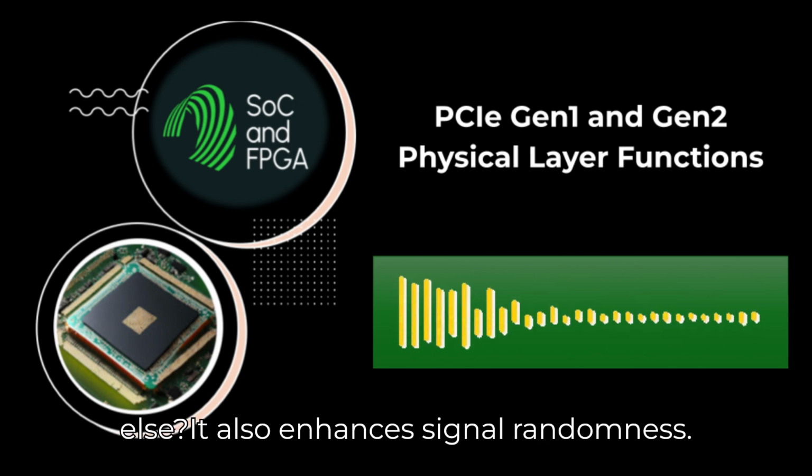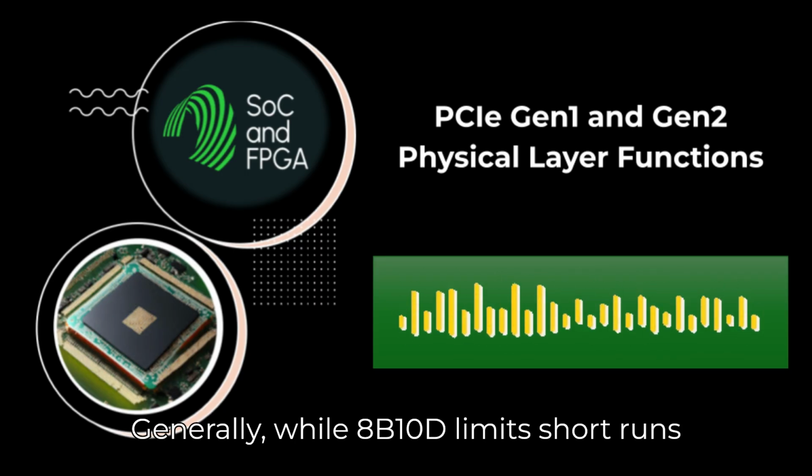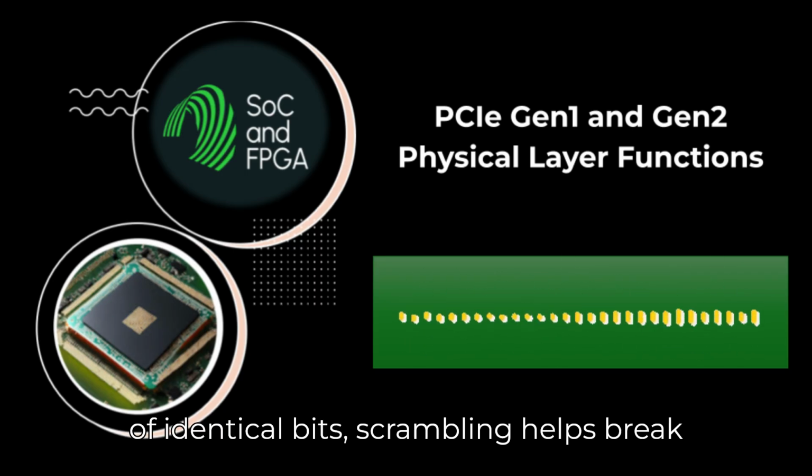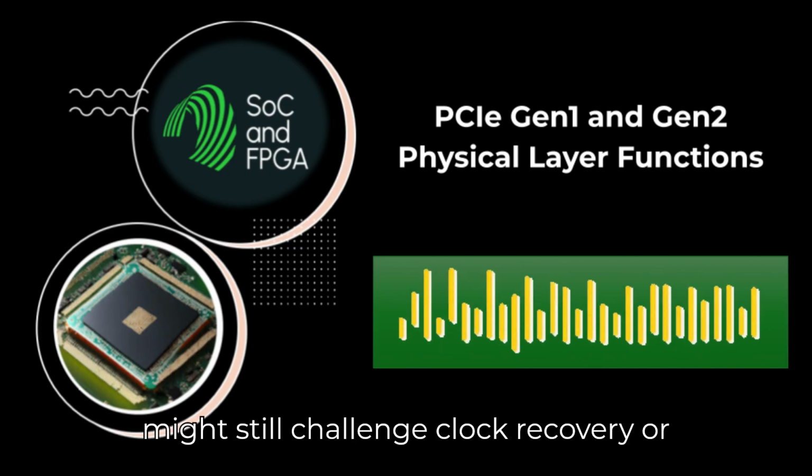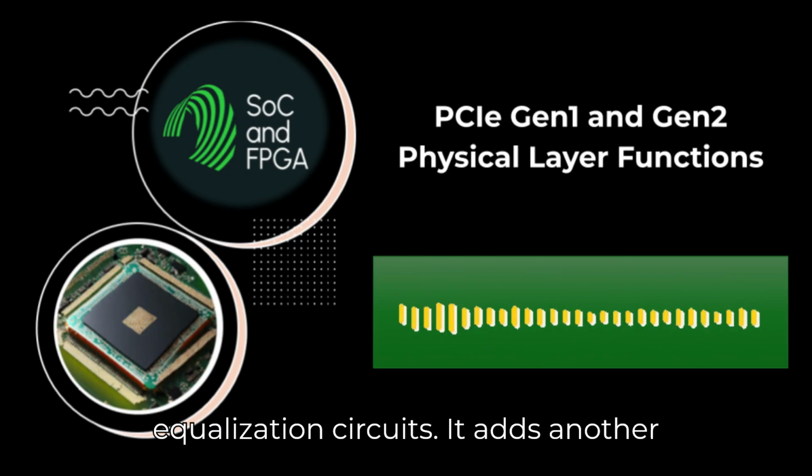It also enhances signal randomness generally. While 8B10B limits short runs of identical bits, scrambling helps break up longer-range repetitive patterns that might still challenge clock recovery or equalization circuits. It adds another layer of robustness.